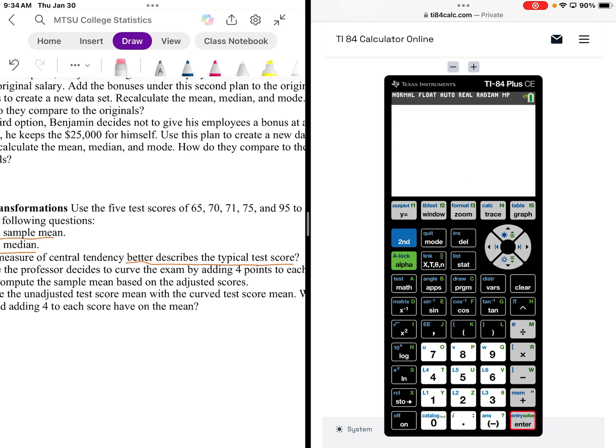Now the challenge with 5 numbers when we go to do a histogram, or a dot plot, is that it's going to be tough to tell if it's skewed or not. But I do know that my mean is 75.2. My median is 71. They're close.